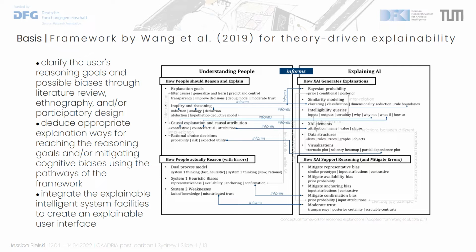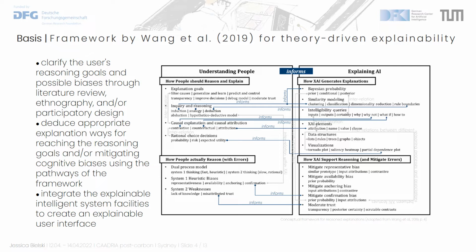Based on 4 common biases of cognitive sciences, which are the representative bias, the availability bias, the anchoring bias, and the confirmation bias, but it's also for moderating trust because of weaknesses of system 2. They also added adaptation steps for creating explainability for a specific target group, which starts out with clarifying the user's reasoning goals and possible biases through literature review, ethnography, and or participatory design.